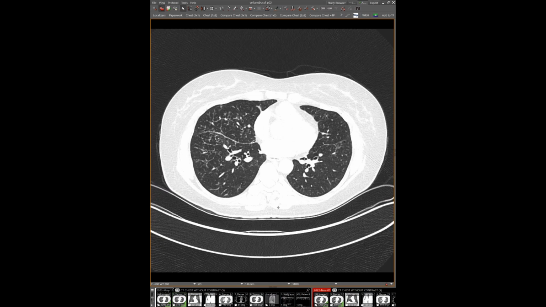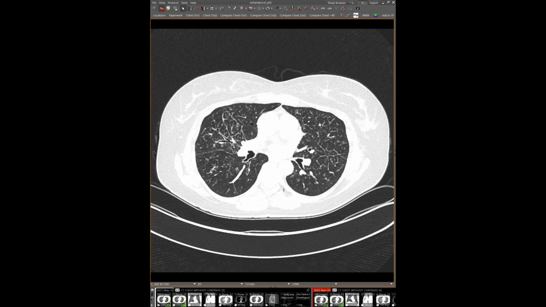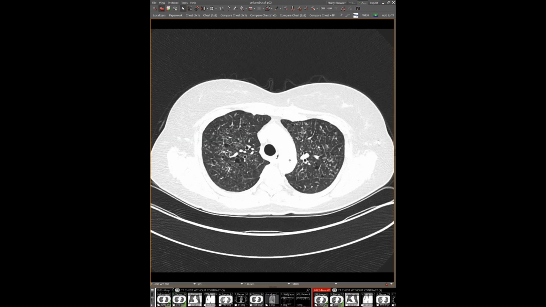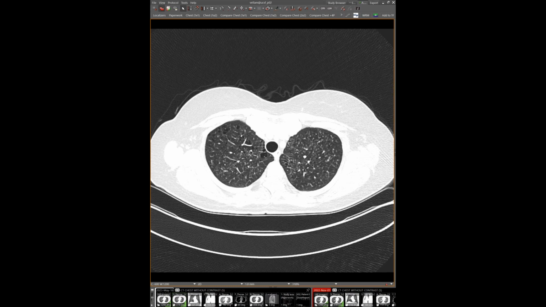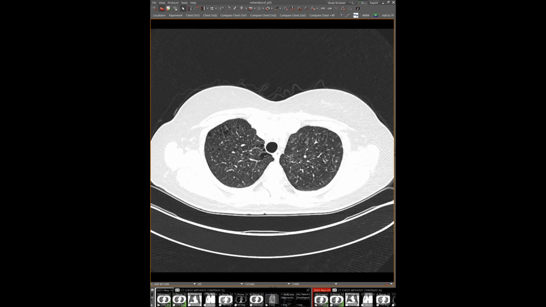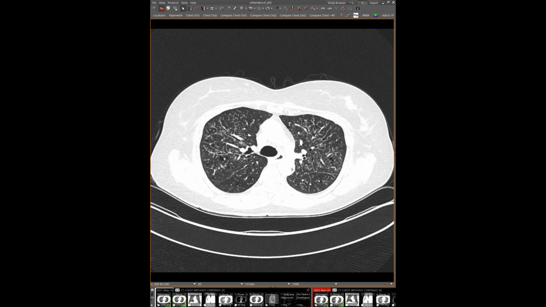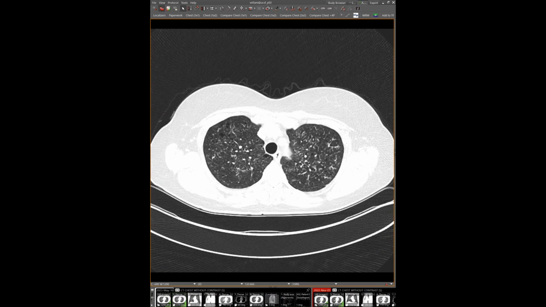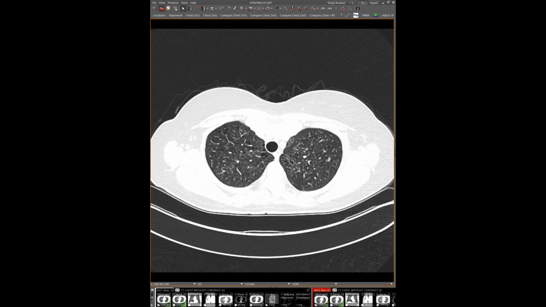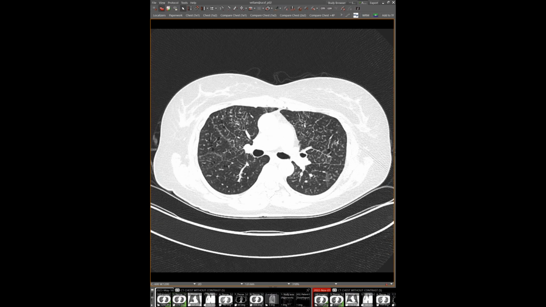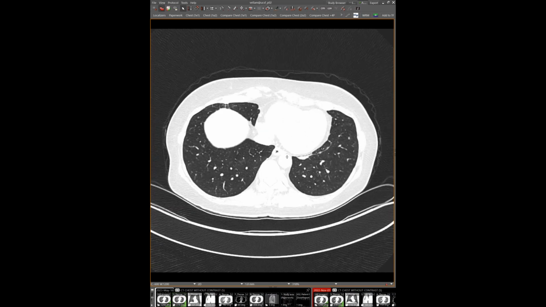And again, a lot of thickening of the septae, a lot of these irregular, almost cyst-looking things. Again, a couple of them have little nodules associated with them, but not much. And then again, some of this ground glass looking stuff superimposed, little nodules up at the lung apices. And again, not much going on at the lung bases.